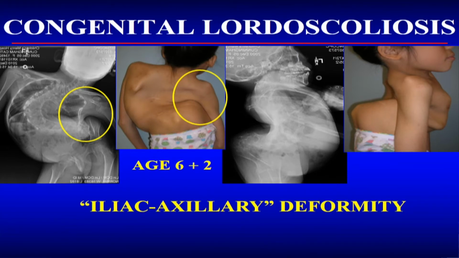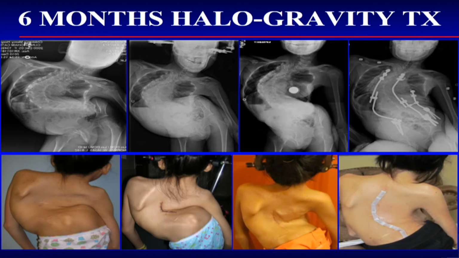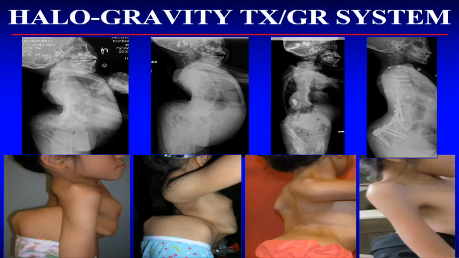Here's a congenital lordoscoliosis patient with an iliac axillary deformity, with also spinal canal anomalies and a tethered cord. This patient's stuck. But with 6 months of halo gravity traction, we slowly and safely stretch out the trunk prior to application of a complex growth rod procedure. Suffice it to say, there's no way I could have safely produced this without the traction performed preliminarily, and it would have been much more neurologically risky as well.